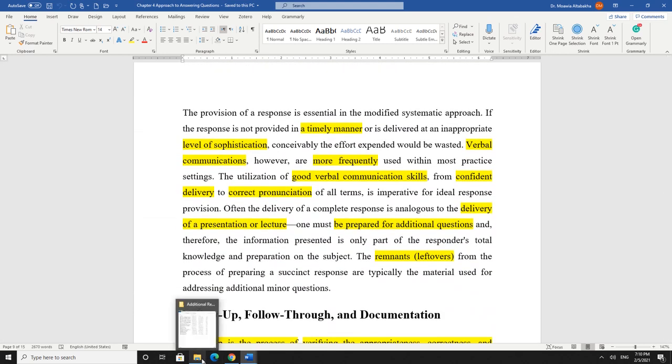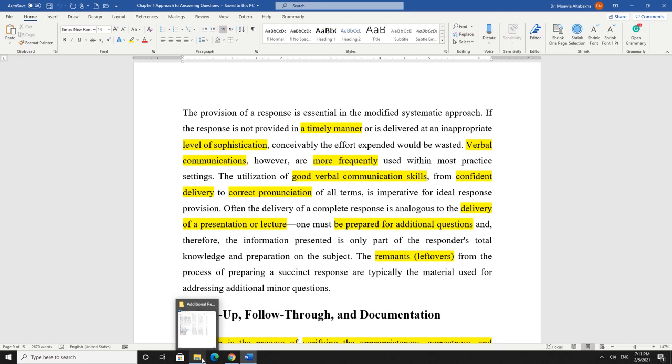Suppose you were supposed to answer in 1 day, but it took you 2 days to answer. Or maybe you answered on time, but it wasn't to the sophistication level of the requester. In this case, it's like you wasted your work. So you have to respond on time and at the level and sophistication of the requester.